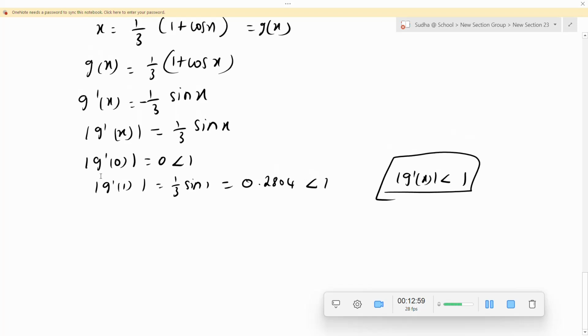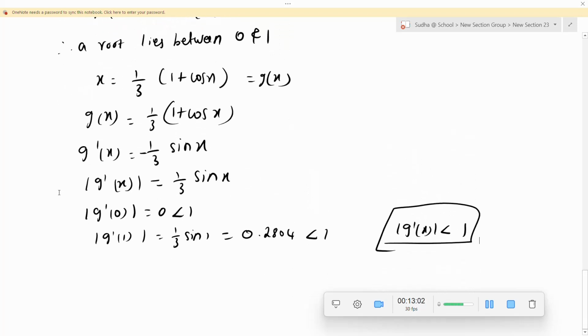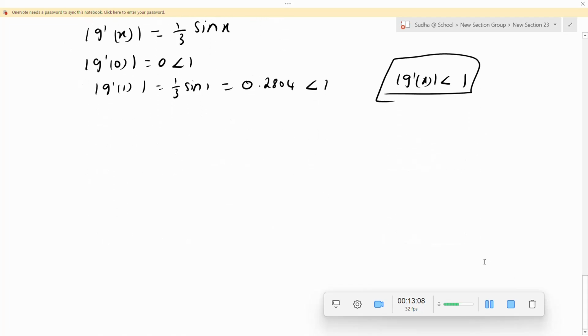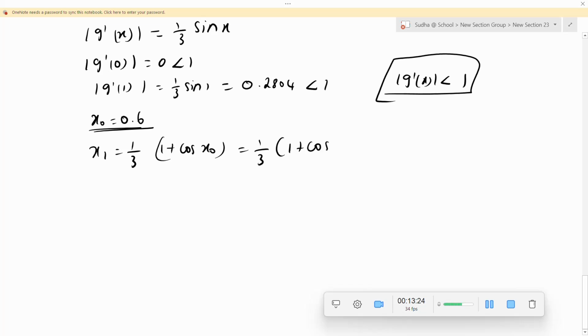Okay, here a root lies between 0 and 1. So I am taking here x naught 0.6. x naught 0.6. So x1 equal to 1 by 3, 1 plus cos x naught. So 1 by 3, 1 plus cos x naught value 0.6. Using a calculator, simplify this, then we'll get the x1 value 0.60845.